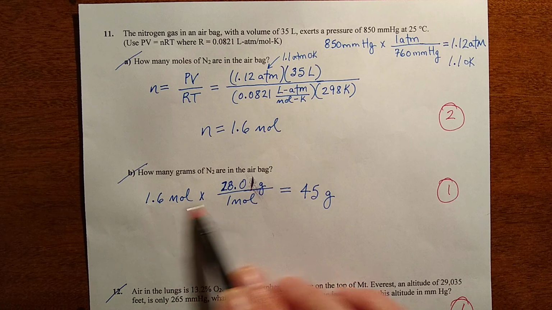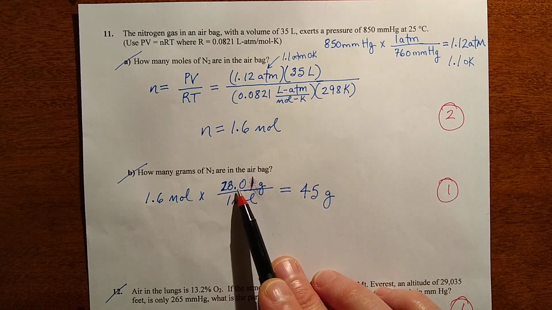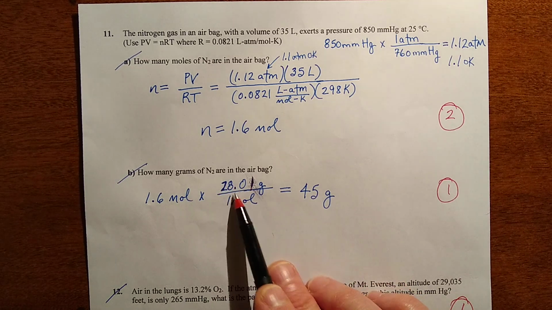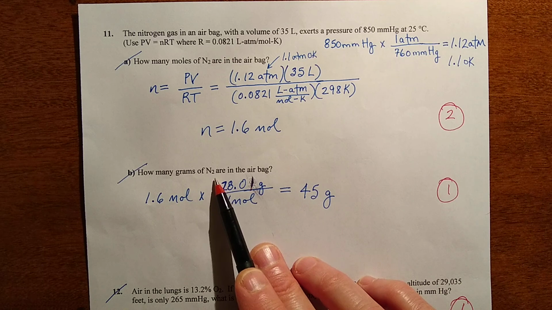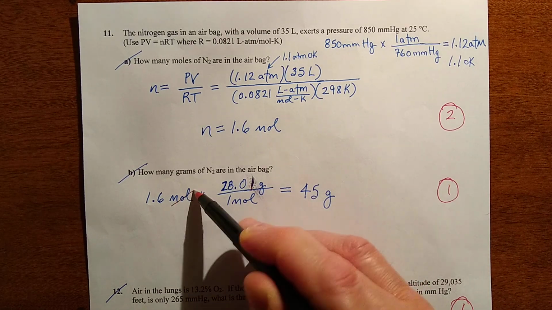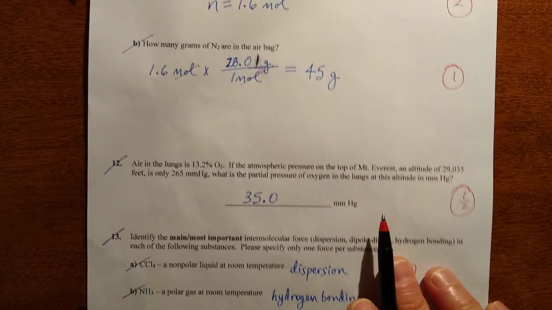And then multiply that by the molar mass of nitrogen. A lot of people miss this for some reason. Nitrogen is N2, it's diatomic, so the molar mass is twice 14, or just a little bit over 28. So 1.6 times 28 grams per mole. Notice how the units work. You're left with 45 grams.